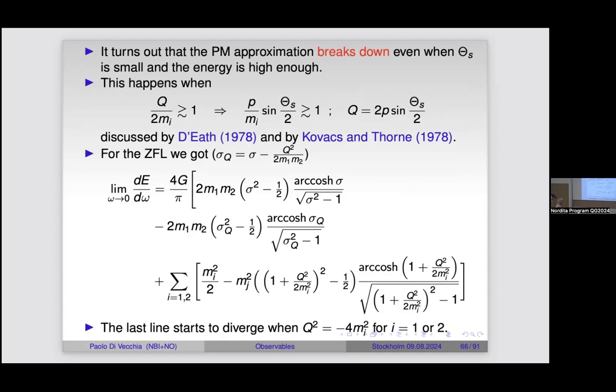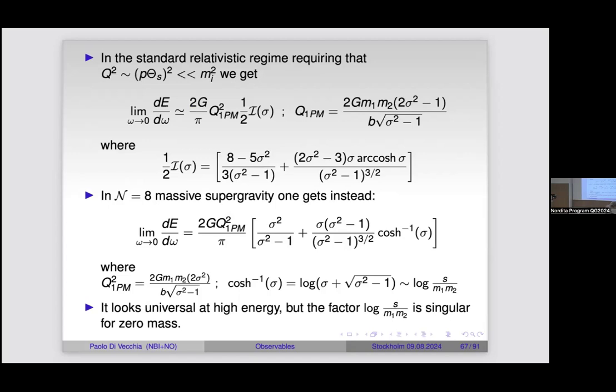Let's see what happens if you look at an observable like the zero frequency limit of the spectrum. This is the complete expression. The last line, because of this term here, diverges when q squared becomes minus 4 mi squared. It's a non-physical value, but still there is a divergence there. Now, if you do the high energy limit, assuming that q squared is less than the mass, then that's what you get.